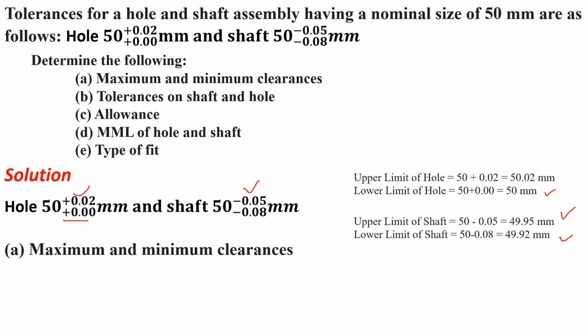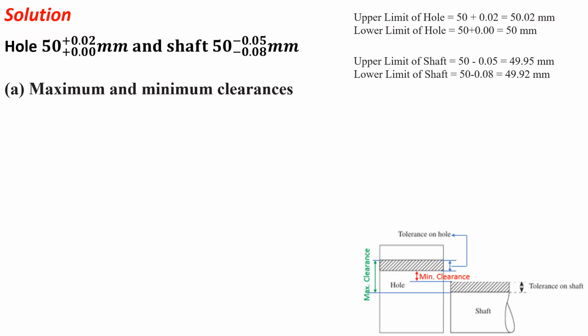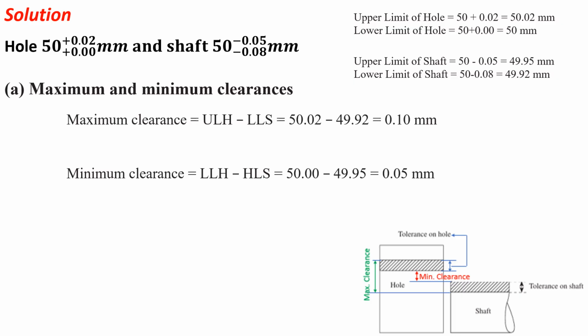So first we have to determine the maximum and minimum clearances, and we know that maximum clearance equal to the upper limit of the hole minus lower limit of the shaft and the minimum clearance equal to the lower limit of the hole minus upper limit of the shaft. So in the data it is given the upper limit and lower limit of the hole as well as the upper limit and lower limit of the shaft. Then maximum clearance equal to the upper limit of the hole, which is 50.02, minus lower limit of the shaft, which is 49.92. Then maximum clearance equal to 0.10 mm.